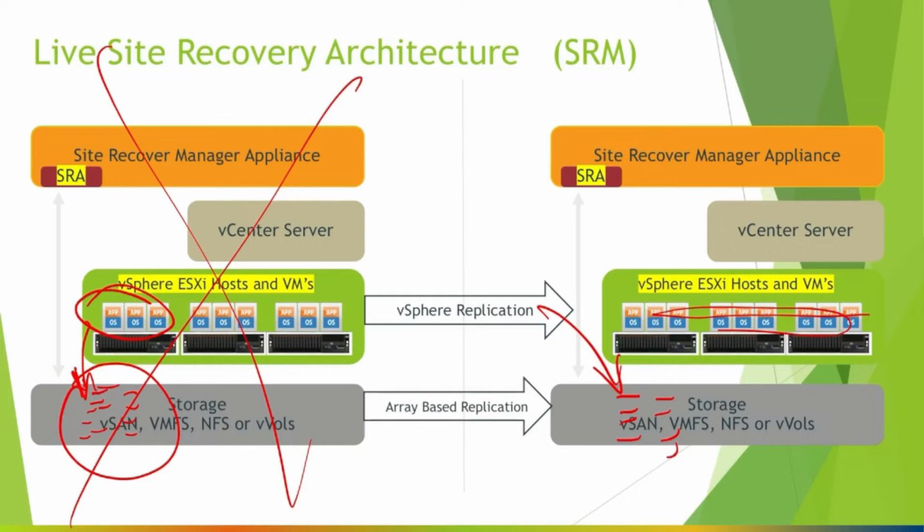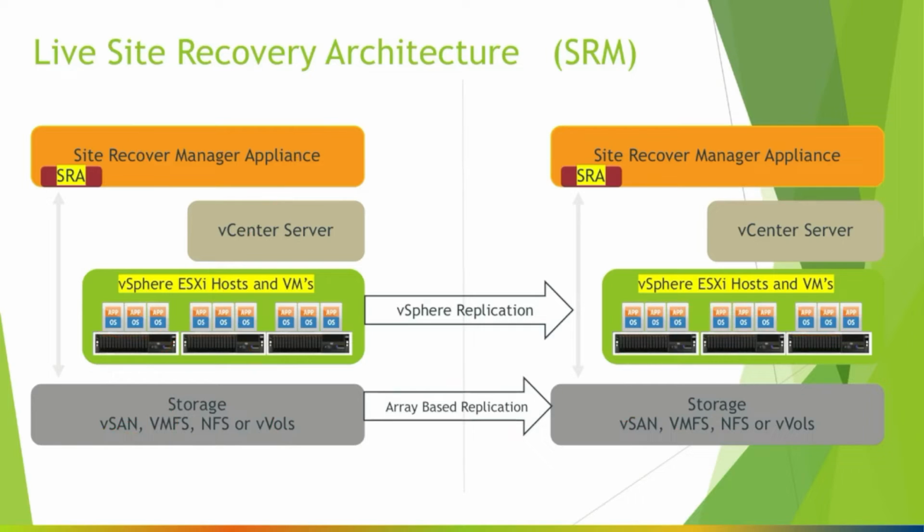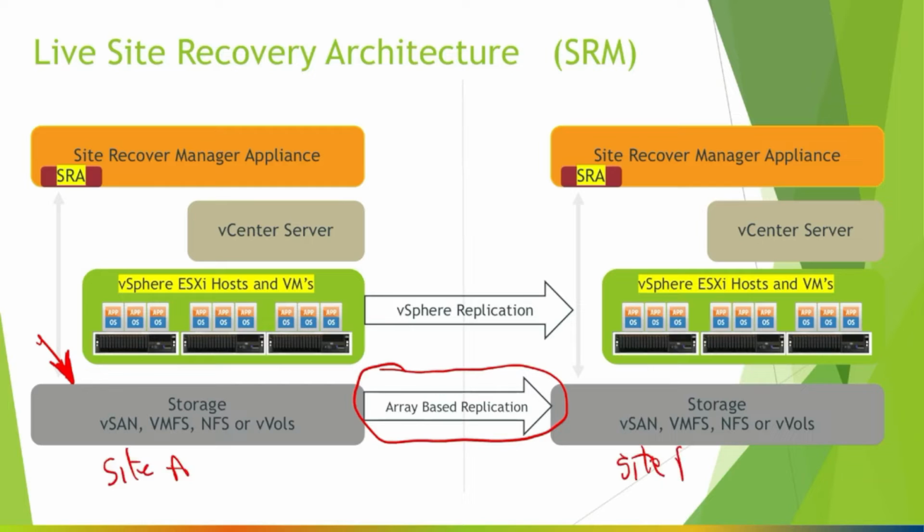Well, there's a couple of ways. The first way is array-based replication. What does that mean? Your storage over here, whatever storage subsystem you're using, Fibre Channel, iSCSI, virtual volumes, whatever, Dell, Hitachi, I don't care, EMC, whatever storage you're using here on Site A, you're probably using the same model or type on Site B. Notice I said probably, okay?